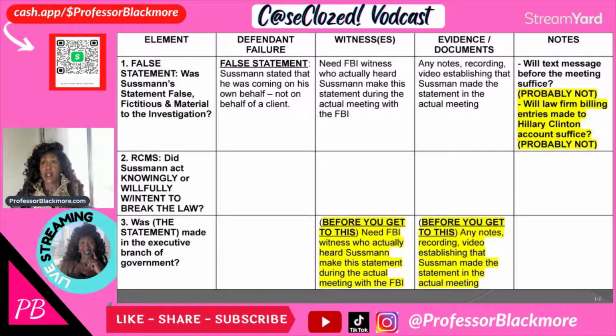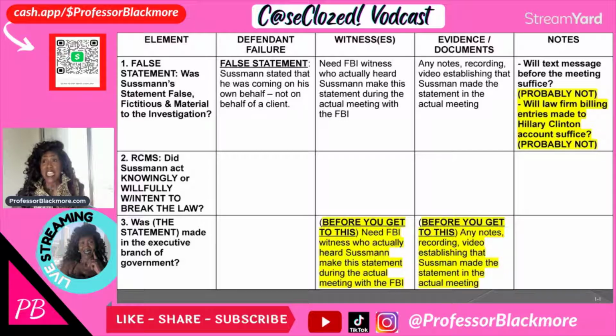So I start with my chart and I have a box here for the element. And I take that case, cause of action, and I break it up into elements. And so here, false statement. We need a false statement. That's going to be the starting point. That's one of the elements that we need here. And the question that we have here specifically is, was Sussmann's statement false, fictitious, and material to the investigation?